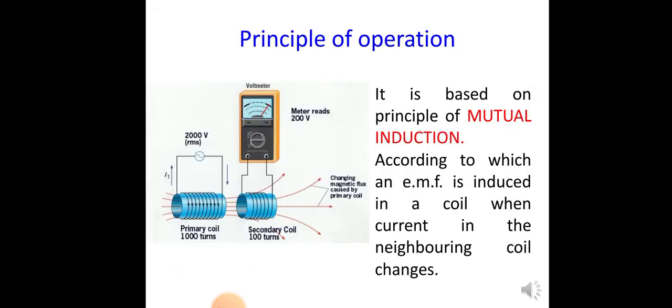Next one, principle of operation. So transformer is working based on the principle of mutual inductance. Mutual inductance means that an EMF is induced in a coil when the current in the neighboring coil changes.